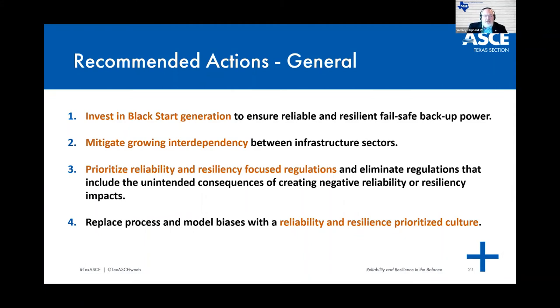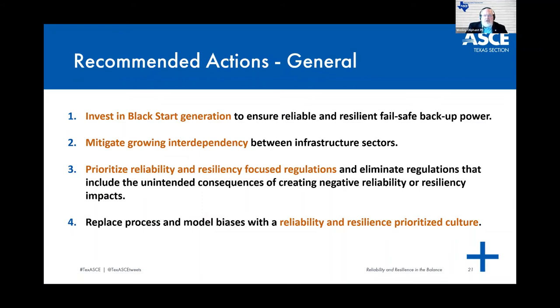General recommendations, as we all know, and realistically and practically, we will never be able to, with certainty, predict and avoid when some unknown event may affect the electrical grid in the future. We learn from this event and we move forward. Among the recommended actions in this report from our team was that we need to invest in black start generation to ensure reliable and resilient fail-safe power for a grid restart if it is ever needed. And it should always be viewed as a critical safety net of last resort, but it absolutely has to work when it is needed. And that's why it made the top of the list of recommendations.